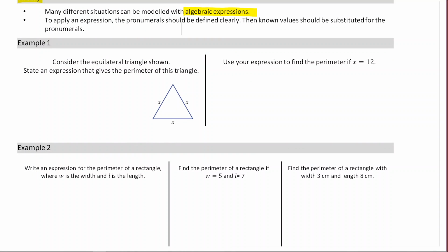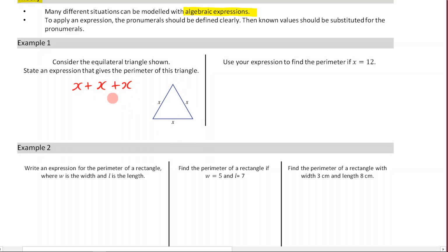So what do we have to do here? It says, consider the equilateral triangle shown. So right here is our equilateral triangle. State an expression that gives the perimeter of this triangle. As you know, the perimeter is simply the addition of all the sides. So that means I'm going to go x plus x plus x. So I could write that down, x plus x plus x.